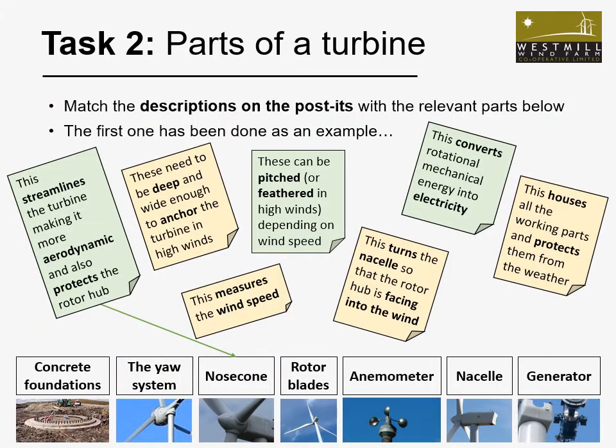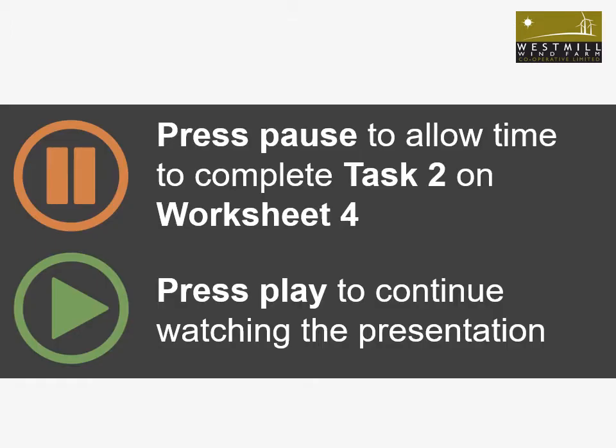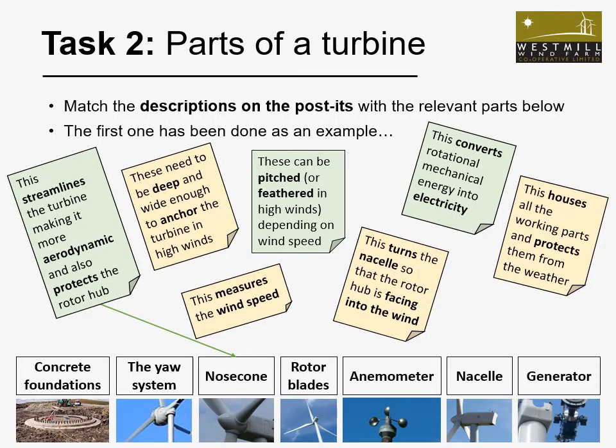So let's see what you remember by doing task 2, parts of a turbine. Once again, if you'd like to, you can press pause to allow time to complete the task, and then press play to continue. So we asked you to match the descriptions on the post-its with the relevant parts below, and they've got names and also a little picture to help you out. So the first one's been done, but let's talk through that together. This streamlines the turbine, making it more aerodynamic, and also protects the rotor hub, so that there is the nose cone. So let's see number 2.